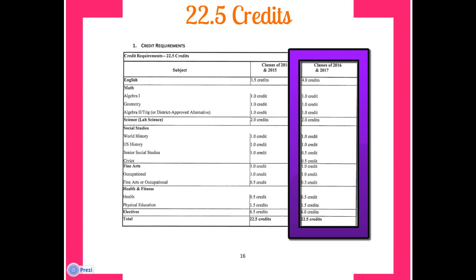Students will need to earn 22.5 credits in the following categories: English, 4 credits; Math, Algebra 1, 1 credit, Geometry, 1 credit, Algebra 2 Trig or district approved alternative, 1 credit; Science, 2 credits; Social Studies, World History, 1 credit, U.S. History, 1 credit, Senior Social Studies, half credit, Civics, half credit; Fine Arts, 1 credit; Occupational, 1 credit; Fine Arts or Occupational, half credit; Health and Fitness, half credit; Physical Education, 1.5 credits; Electives, 6 credits, for a total of 22.5 credits.